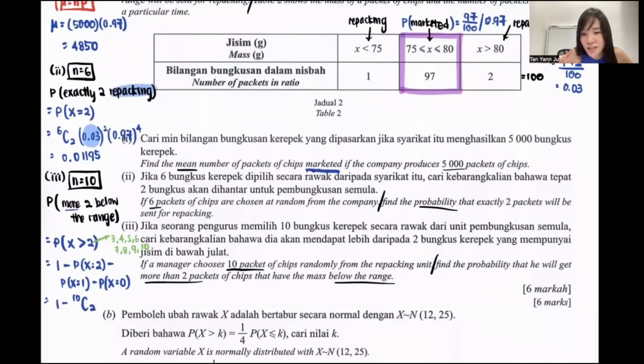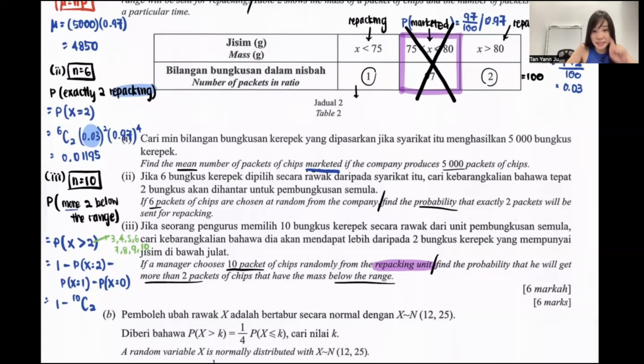Wrong. Why wrong? Out of A1, 2, 3, the hardest one is A3. In A3, which word is super important? They say, if a manager choose 10 packet of chips randomly from the repacking units, my dear, now this 10 packet, they never choose from all the 100 already. They choose the 10 packet from those who actually repacking. Does the middle one come inside the repacking section? No. So actually you ignore this. So repacking section now only got 1 plus 2, only got 3, okay?